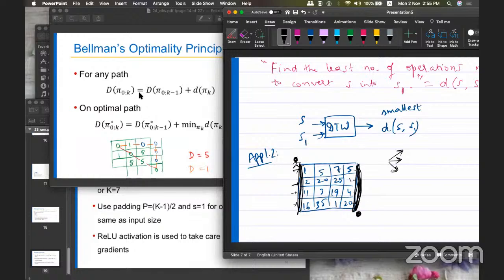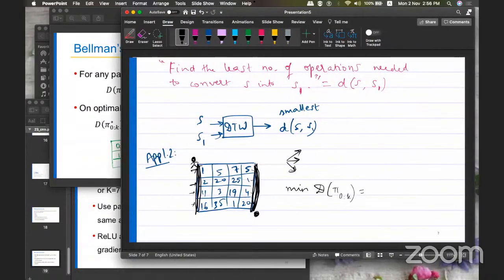For any path, the optimal distance from this point to this point will be the optimal distance from this point to, let's say, this point, plus the optimal distance from this point to this point. So basically, you are breaking your min operation, the minimum distance operation. Let's say the min of d pi k is equal to min of d pi 0 to k minus 1 plus d of pi k.